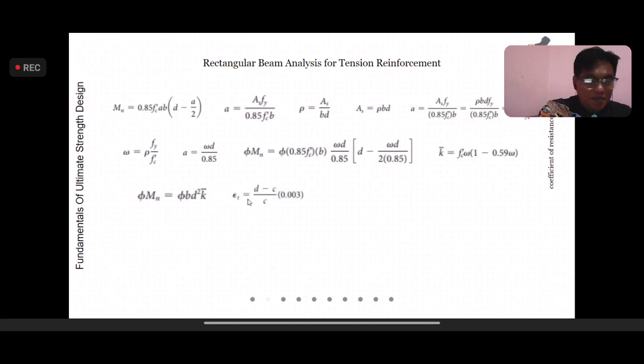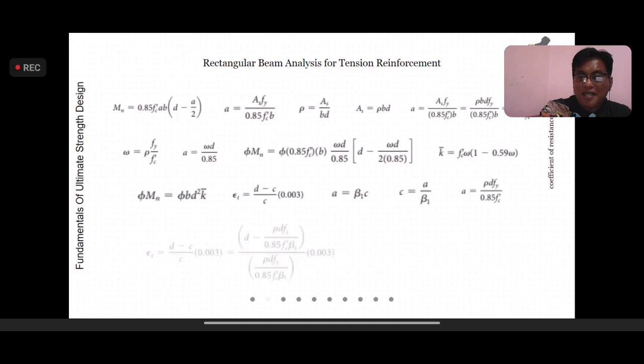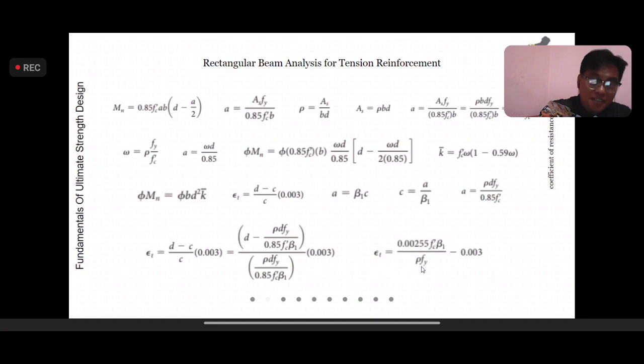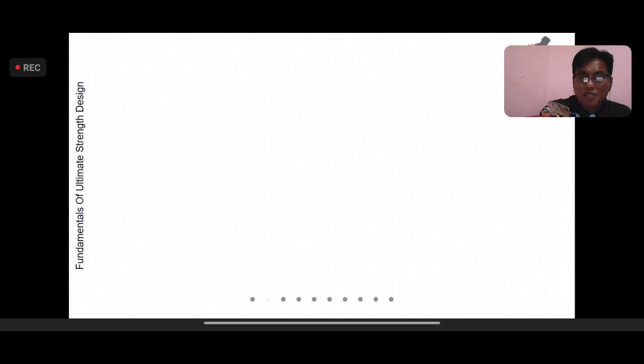So, by virtue of similar triangles, this will be the formula. This will still be the a and the beta sub 1 and the formula for a. And this will then be arrived at or derived by this working relation. And it can be further simplified as this one: 0.00255 fc prime beta 1 over rho fy minus 0.003.